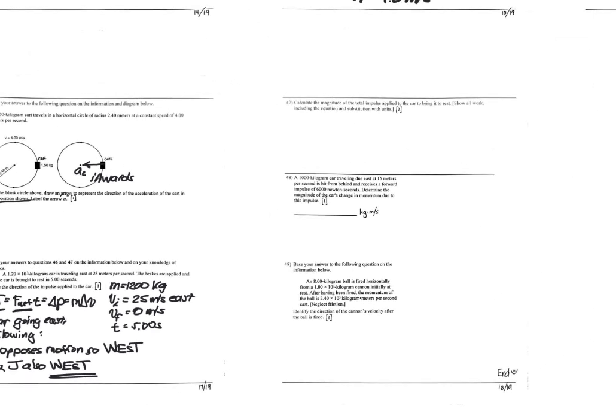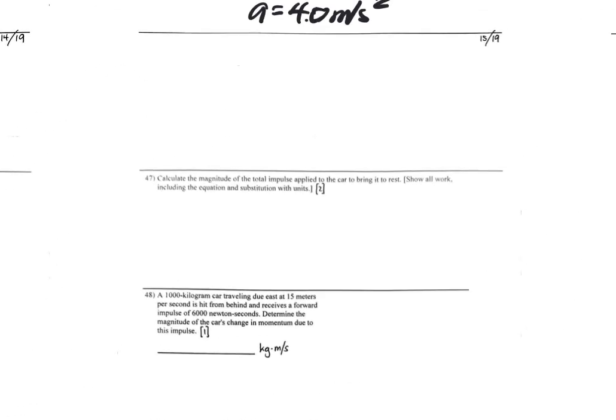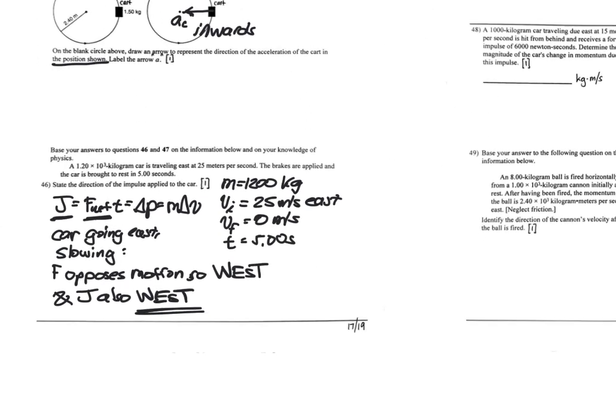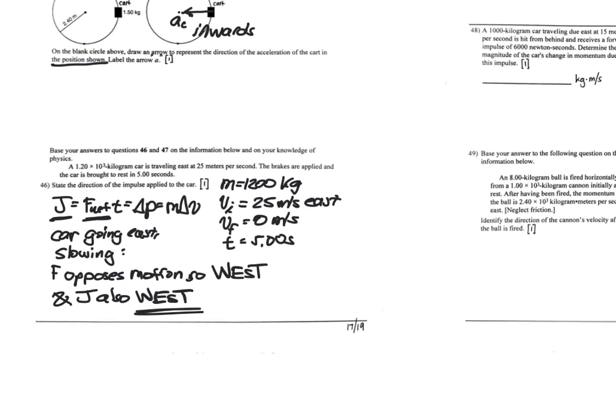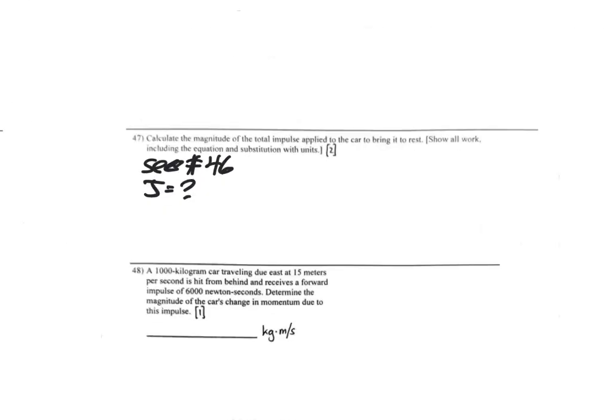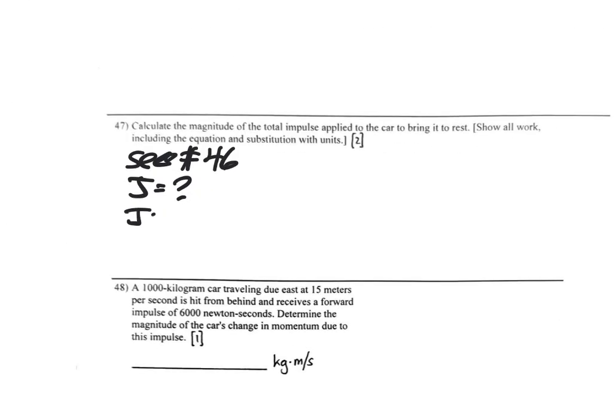And then we have 47, what is the actual impulse as it's brought to rest. I'm going to say C for number 46. It wants to know what is the impulse. I don't know the amount of the force. I do know the time, but I don't know force, so I can't do F t. I don't know the momenta, so I can't do delta P, but I do know the mass and the two different velocities. So I have J equals m delta v.